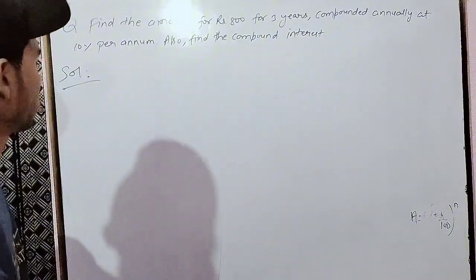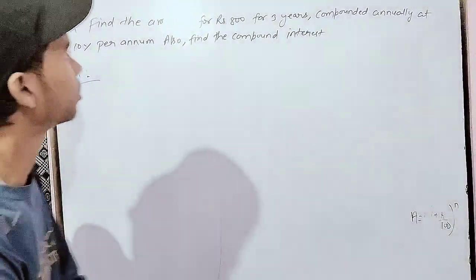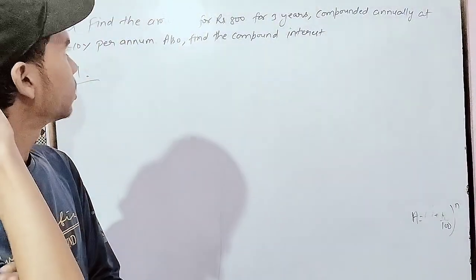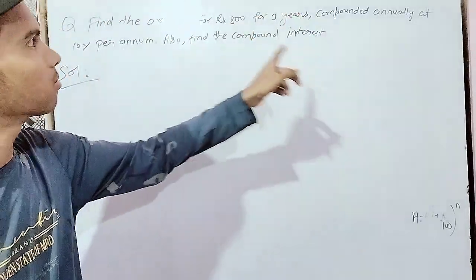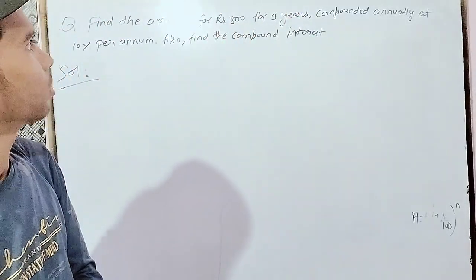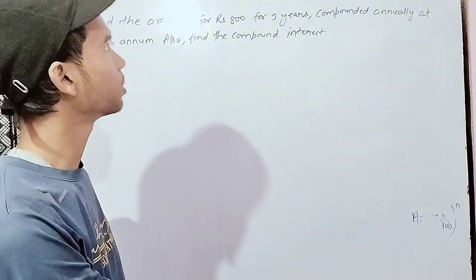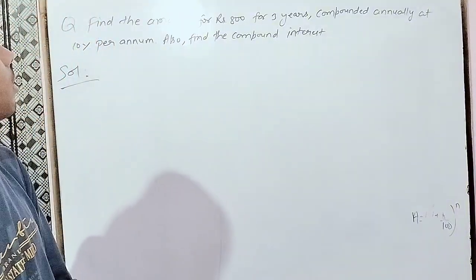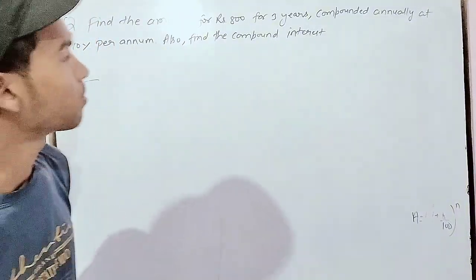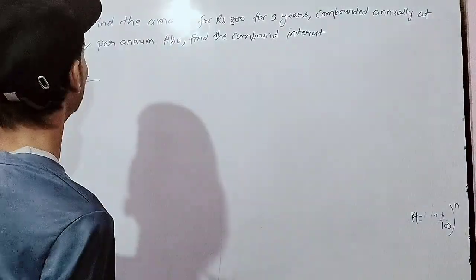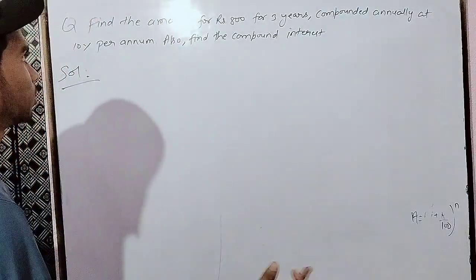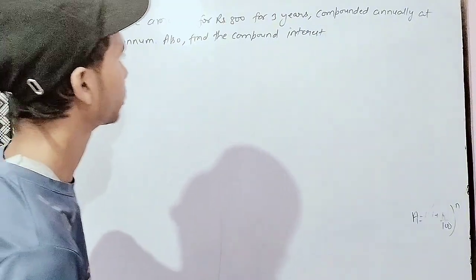Find the amount for rupees 800. This is the final price. Find the amount for rupees 800 for 3 years, compounded annually at 10% per annum. Also find the compound interest.